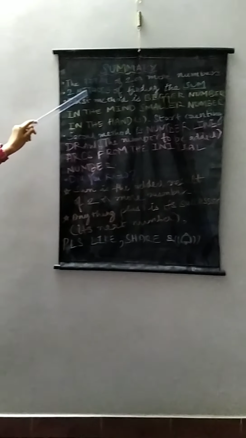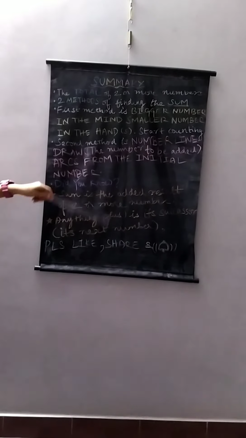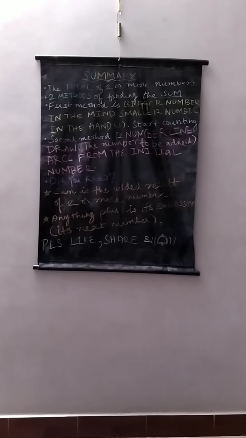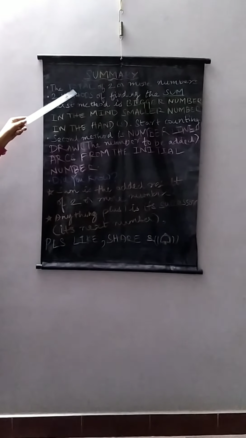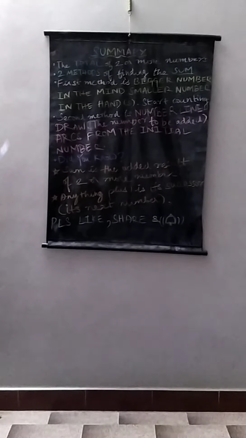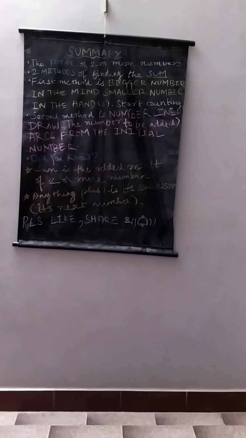Now there are 2 methods of finding the sum. The sum is the added result of 2 or more numbers. 3 is the sum of 2 and 1. You have 2 chocolates, someone gives you 1. So the total is 3. That is, the sum is 3. Okay? Now I hope this concept of sum is understood.